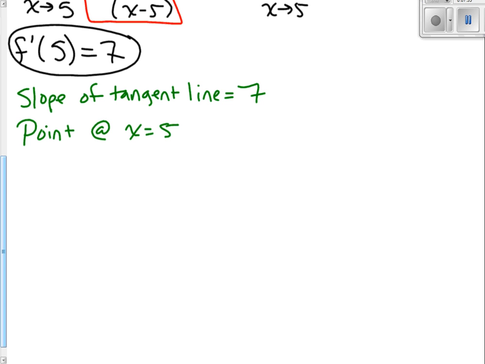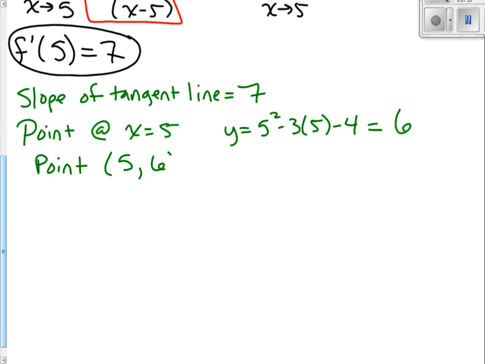So I can find my y value by plugging 5 in, and I get 5 squared minus 3 times 5 minus 4, which we actually calculated above, and I believe we got that to be 6. So I actually do have a point. Even though I wasn't actually given an entire point, if x is 5, I know that I can find what my y value is, which is 6.